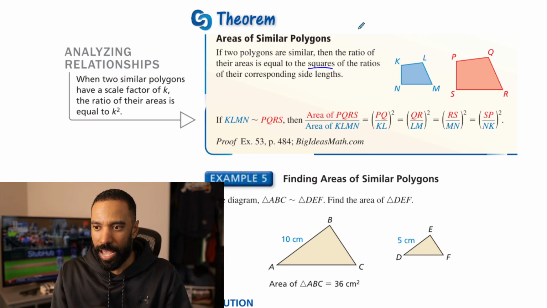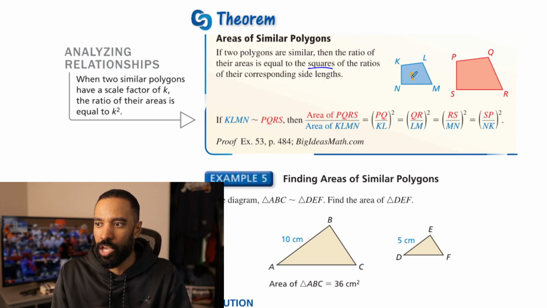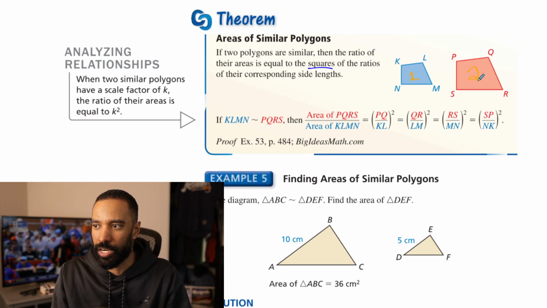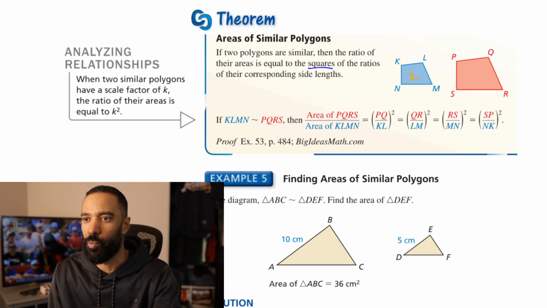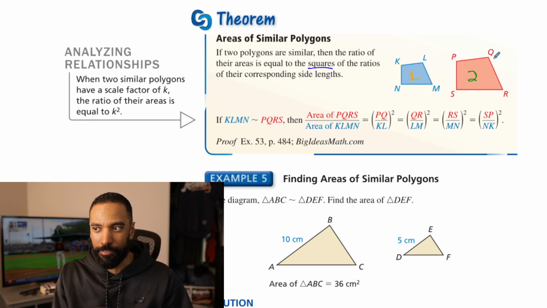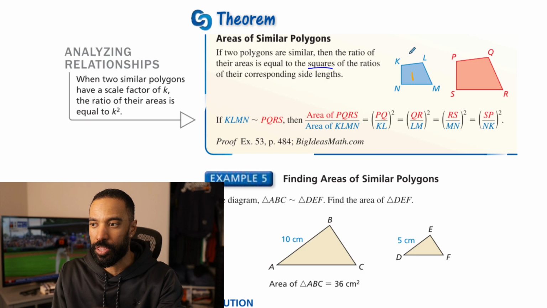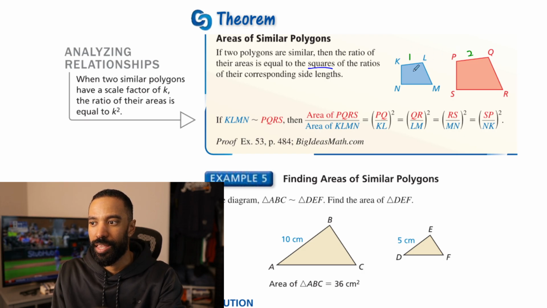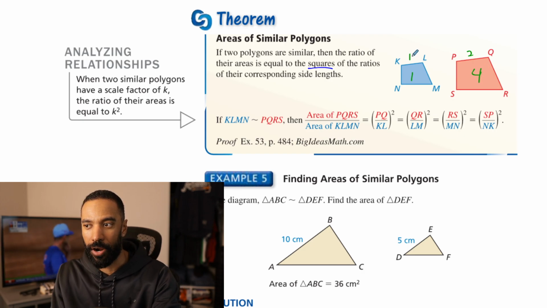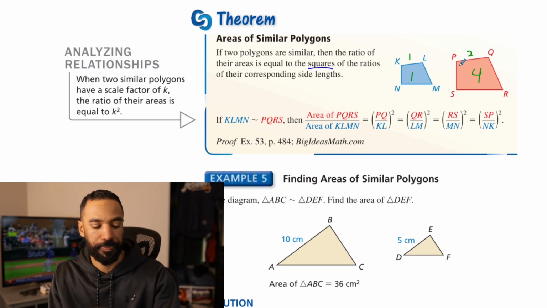Here's what this means, and they have these figures here once more. If this was a 1-to-2 ratio here, where every length was half of this length, I should put 1-to-2 on the figure, this area would be 1 to 4. You square 1. 1 squared is 1 and 2 squared is 4. The area would be 4 times as much.